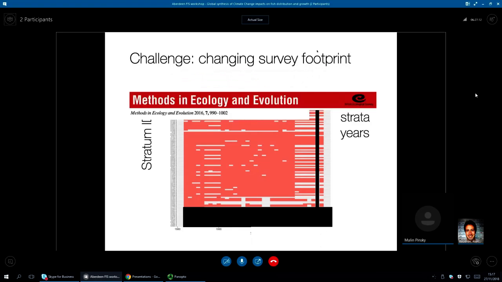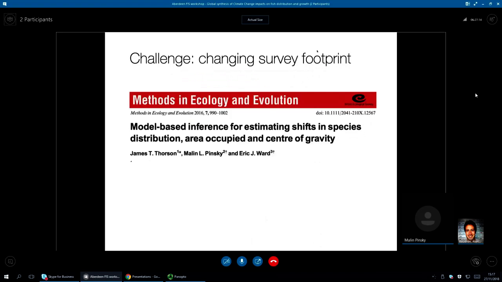So Jim Thorson, I think, will be talking next about using model-based methods to infer empirically these kinds of metrics from imperfect survey data that have survey footprints that change a bit through time. So inferring center of gravity, area occupied, and edges of species distributions. It's been especially useful on the west coast of the US, where the survey changed survey design quite dramatically, actually, right around 2004 or so. It provides a way to link those two surveys together.